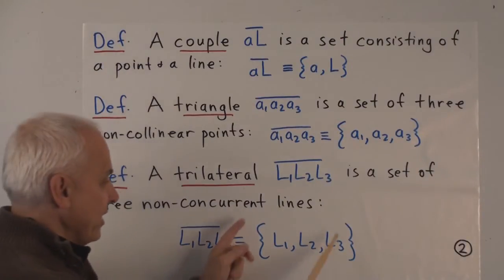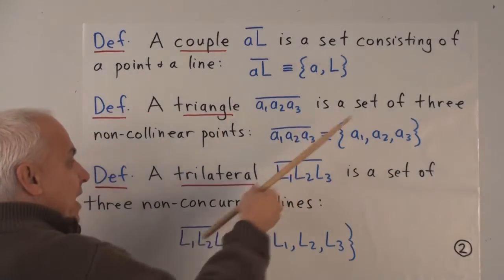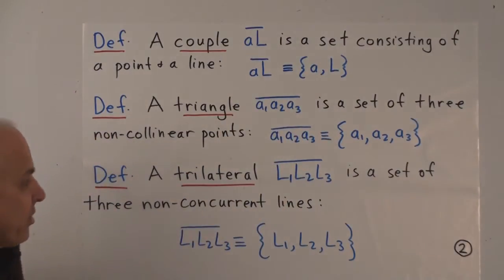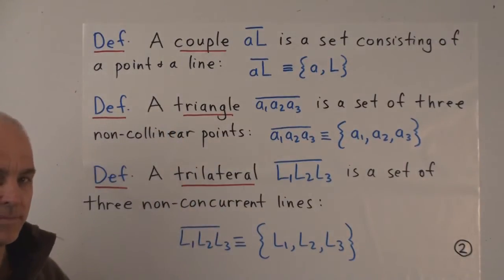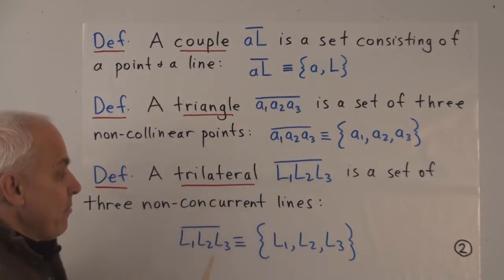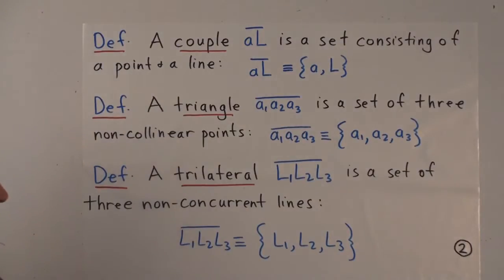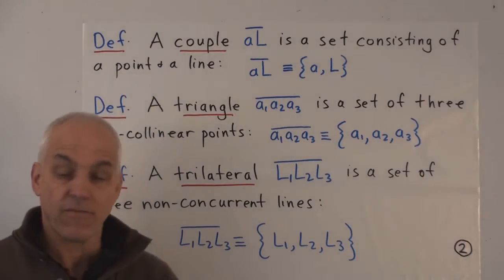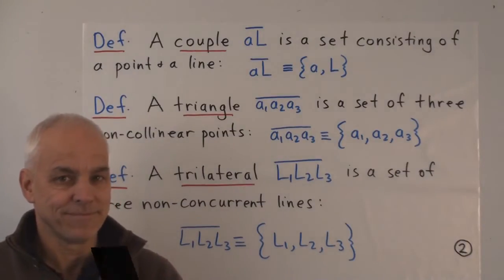So it's just representing the set L1, L2, L3, where our 3 lines are completely arbitrary, except that they're not allowed to all go through the same point. Any 2 lines always meet in a point, but we don't want all of our 3 lines to meet in a point. So triangle, trilateral, they are of course very close, but they are different notions.